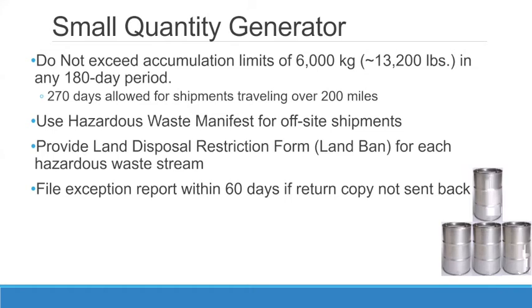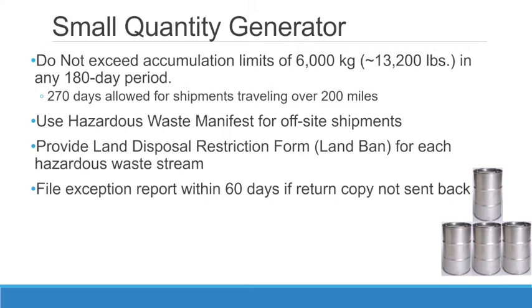Now I have a requirement to not exceed more than 6,000 kilograms, or basically 13,200 pounds, in any 180-day period. So now not only do I have a little bit higher limit, but now I have a time limit. If you notice, for the very small quantity generator, you just had an amount limit, not a time limit. But as a small quantity generator, you have to now ship that material off within 180 days from the point at which you start to accumulate that. And this is where it becomes important in terms of labeling your containers with dates.